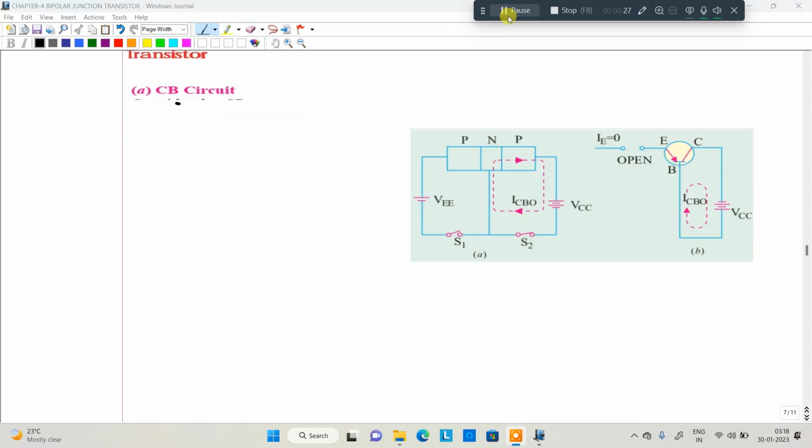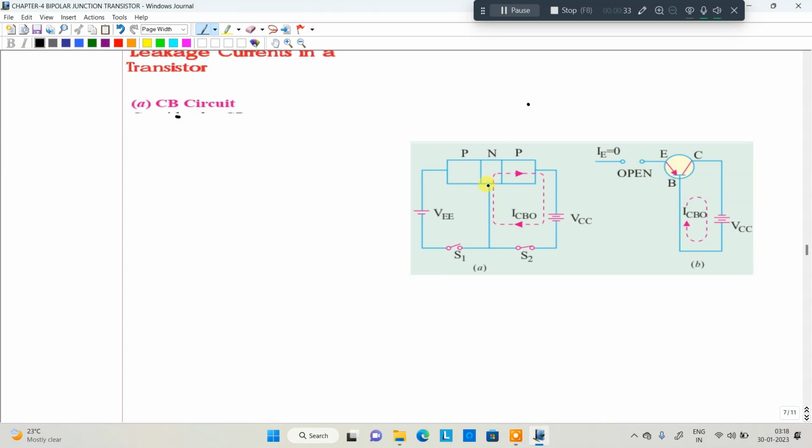Okay, so look here. This is a common base. Base is common. It is a PNP transistor. In this particular case, the actual majority charge carriers of current, we have the emitter current, which is a combination of base current plus collector current. So how many currents do we have? Base current and collector current combine to give the emitter current.